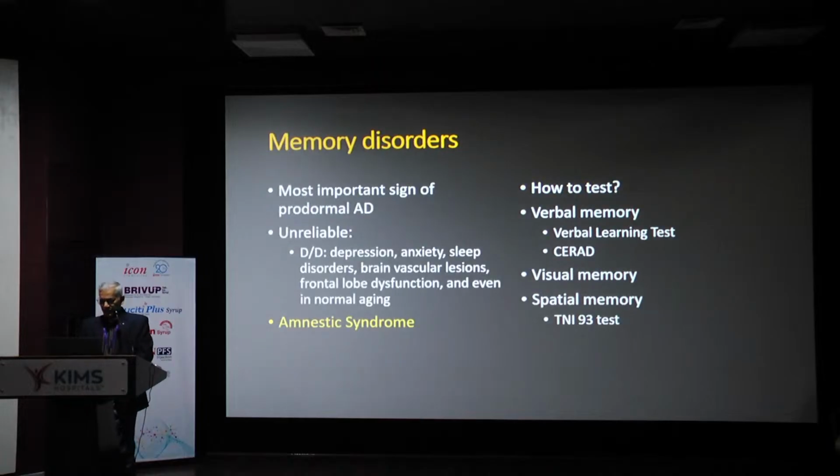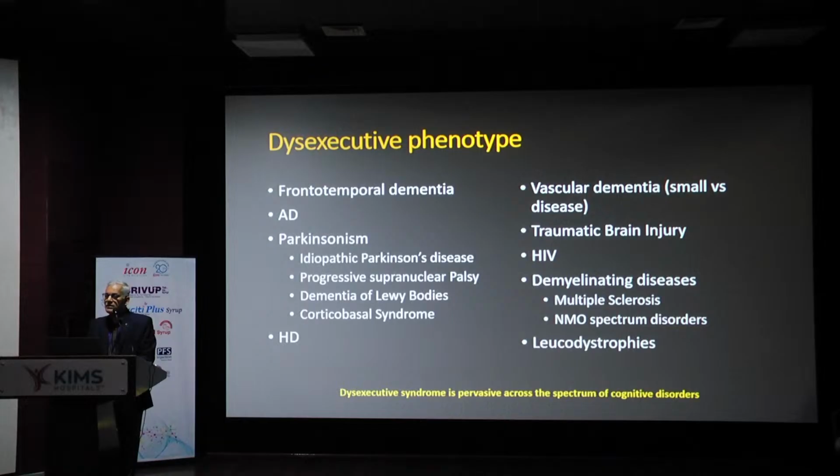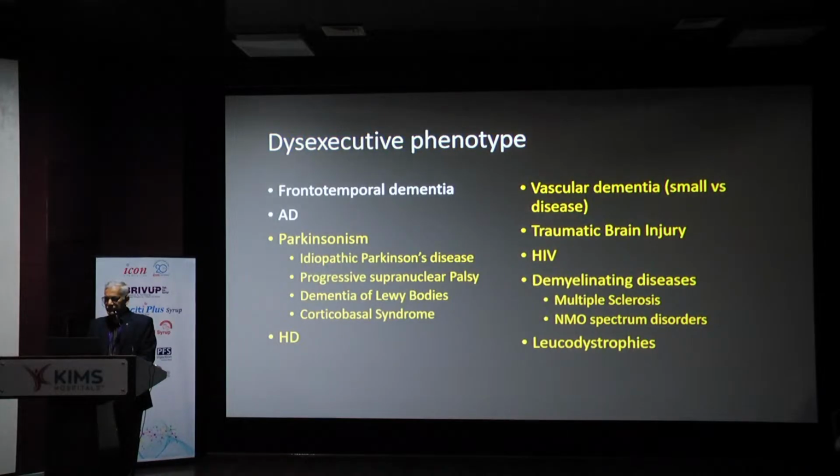So these are memory syndromes and dysexecutive syndrome. This is most common in examination. You will get many patients who are having subcortical dysfunctions, and most of these diseases like frontotemporal dementia, Alzheimer's, they come with other cognitive dysfunctions, but Parkinsonism, Huntington disease, vascular dementia, traumatic brain injury, demyelinating disorder and leukodystrophies, they come with dysexecutive syndrome. So you have to look into these findings to make up your diagnosis.